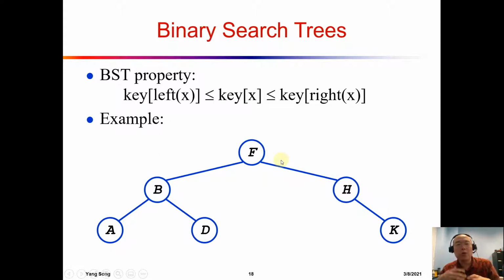And then we want to enforce this rule on all the possible parts or subtrees of the BST, even for this part. So for H, it doesn't have a left child, so that's okay. But if H has a left child, then this left child is going to be smaller than H. And for K, that is the right child of H, and indeed K is higher than H.